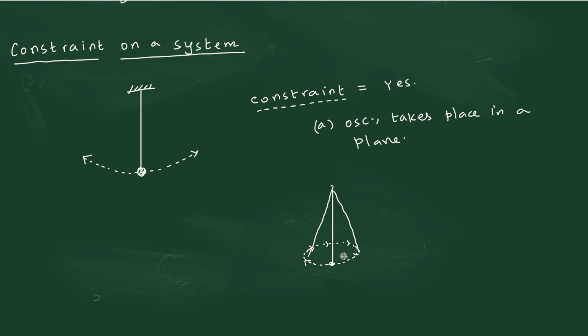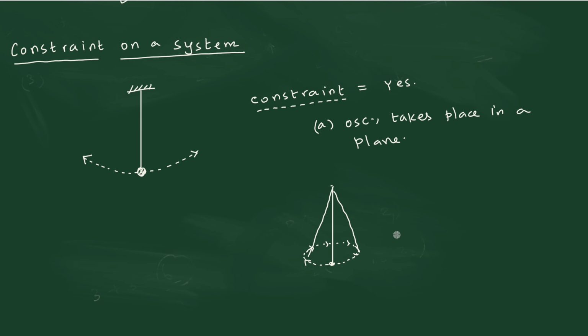If you allow the pendulum to oscillate like this, then it is not a simple pendulum. The word simple is there, and why it is simple is because of that reason only. You are restricting it to oscillate in a plane. That is why it is simple. If you allow it to oscillate anywhere, then it is a non-simple pendulum. That is actually a complicated pendulum.